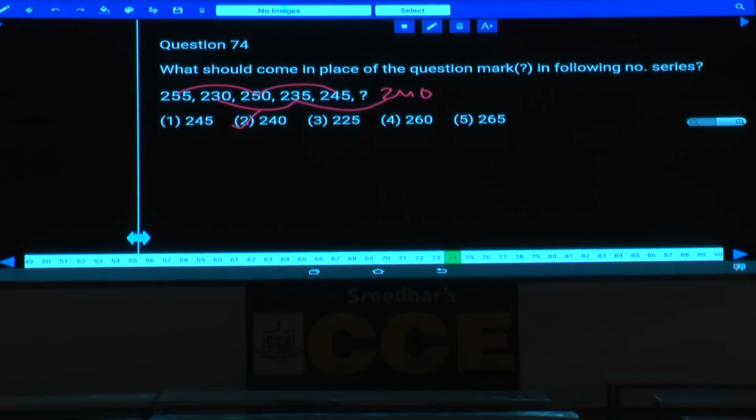Then how to identify this alternate series here? 255 decreases to 230, again increases to 250, decreases to 235, increases to 245 and so on. Hence whenever the numbers are increasing and decreasing, always go for alternate numbers. That is 74. Then question number 75.